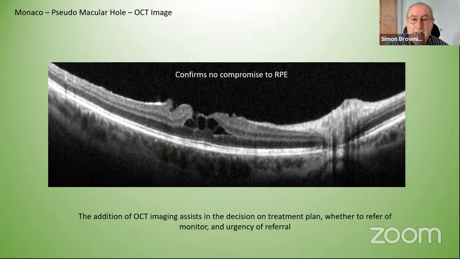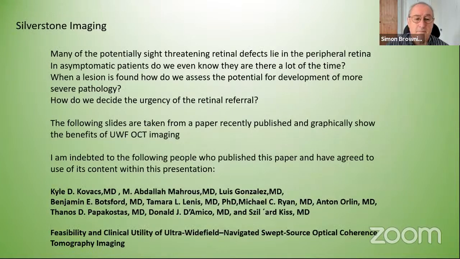So by bringing these images together, you've got a far more complete set of evidence, A, for you and to record, B, for you to inform the patient, and C, to inform the clinic if you wish to make any referral.